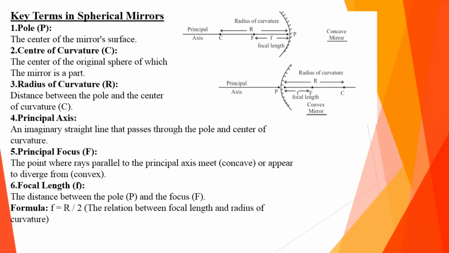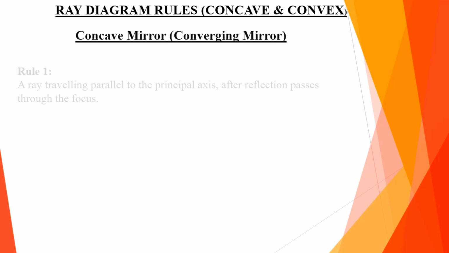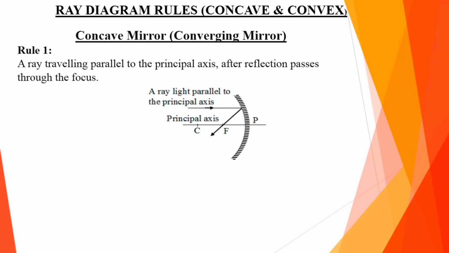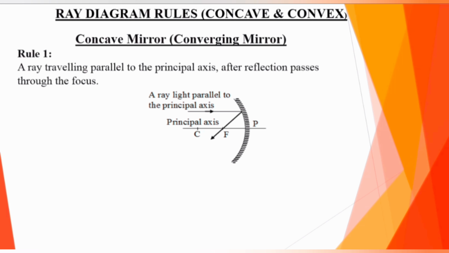Now let us understand some of the basic rules for drawing the ray diagram for a concave mirror. The concave mirror is also known as the converging mirror. The first rule is any ray of light that travels parallel to the principal axis, after reflecting from the mirror, will pass through the principal focus. See the image here. The concave mirror is there, and the principal axis, the center of curvature, and also the focus and pole.